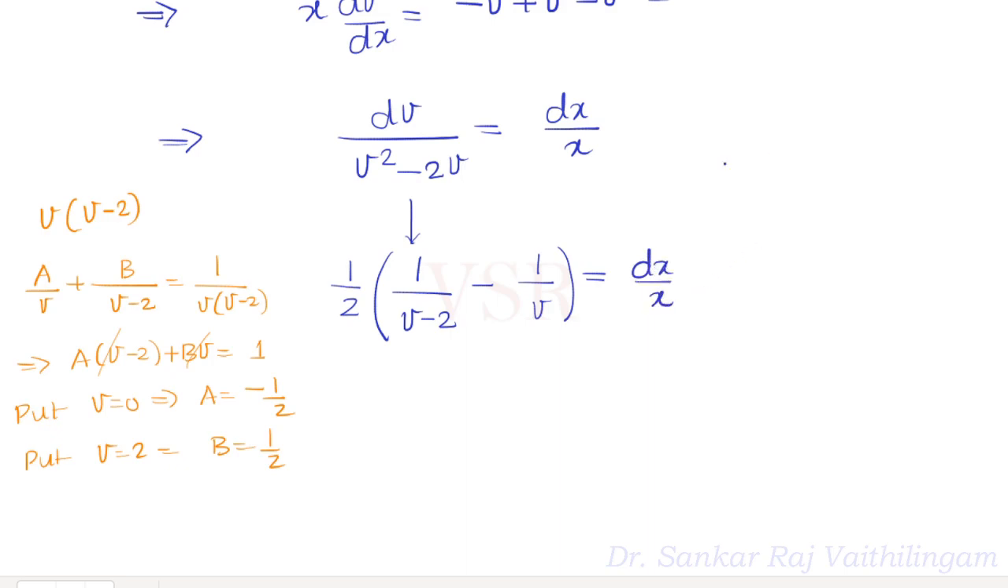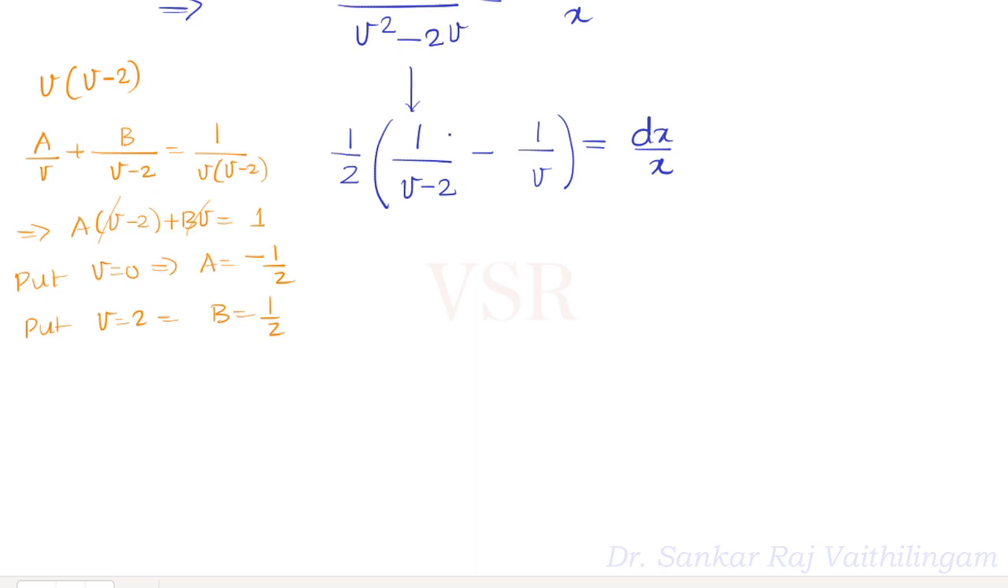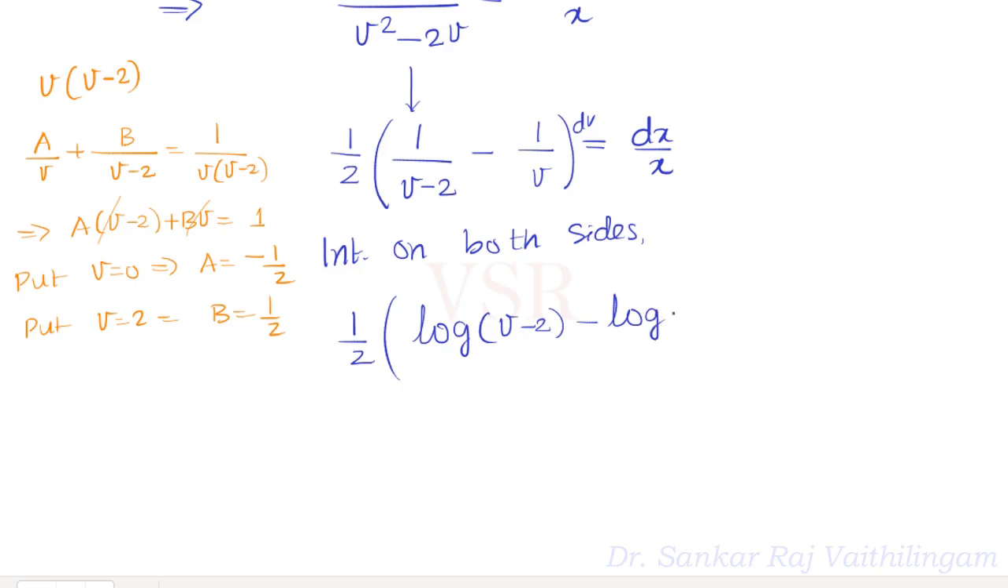இப்போ integrating on both sides. So integrating இந்த 1 by 2 வந்து இந்த இடத்துல dv விட்டுருவாங்க, dv. அப்போ integrating on both sides, we get this is 1 by 2 times we'll have this is log of v minus 2 minus log v, which is equal to log x plus log c. Okay, அப்போ இது என்னது? This implies that.